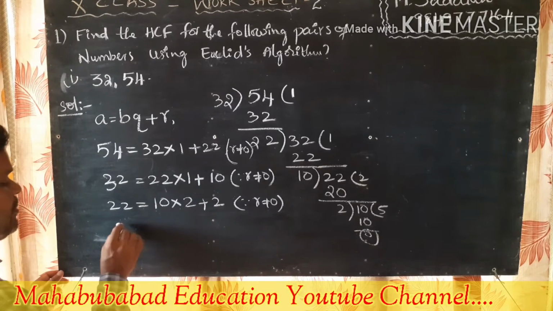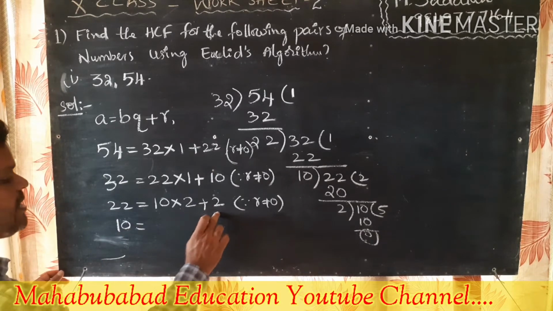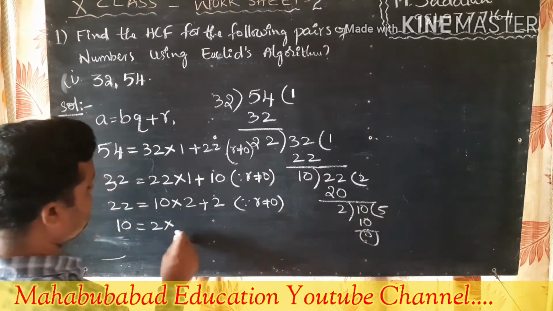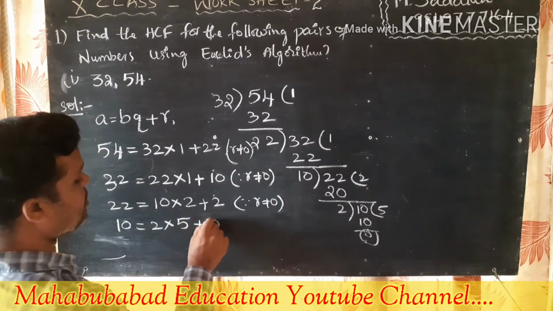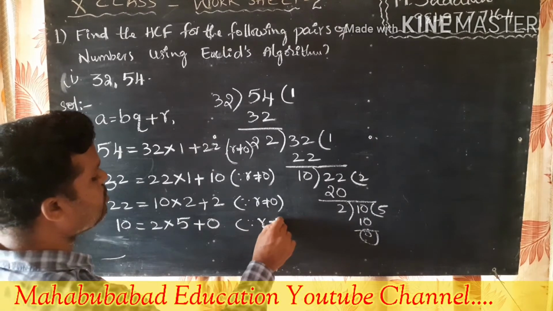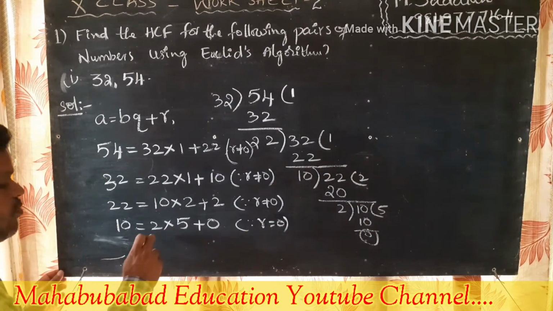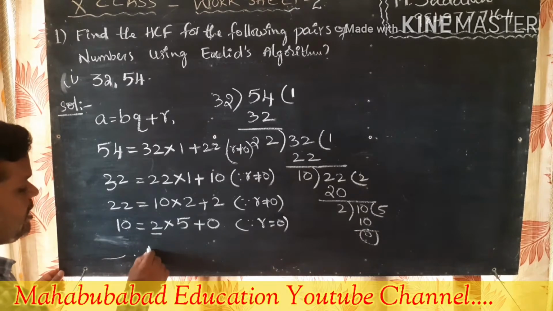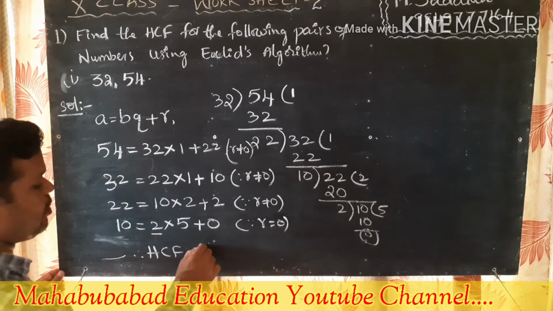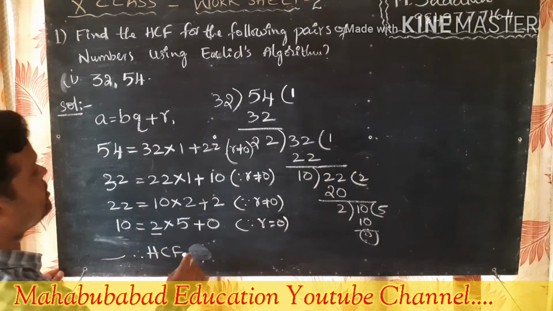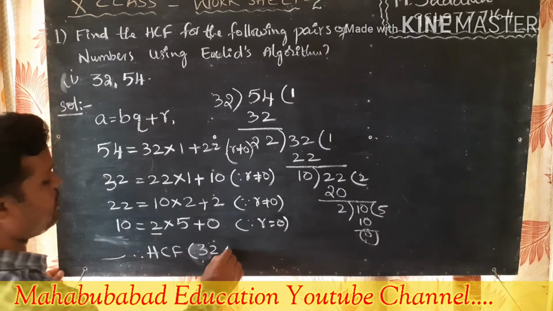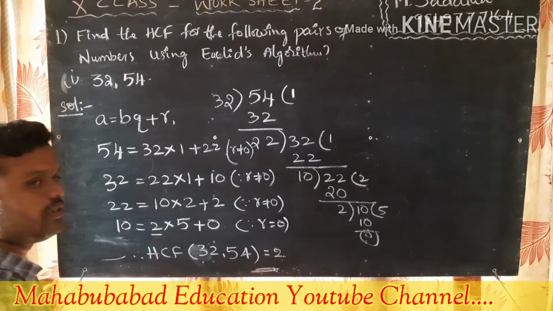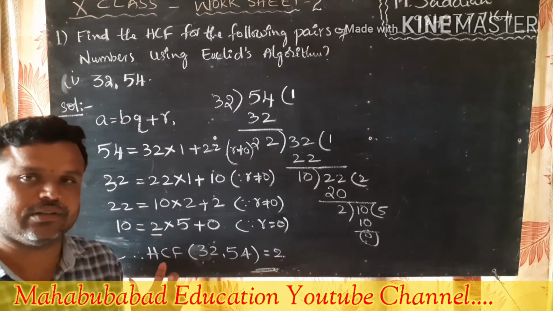Now 10 becomes the dividend and the divisor is 2. 10 divided by 2, we get the quotient 5. The remainder is 0. Since R is equal to 0, we will stop this process. The divisor for which we got the remainder 0 is our HCF. Therefore, the HCF of 32 and 54 is 2. Hence the solution.